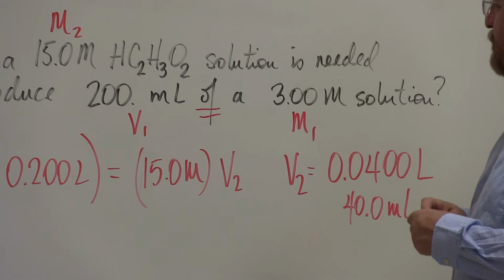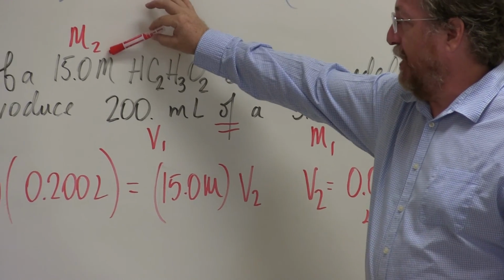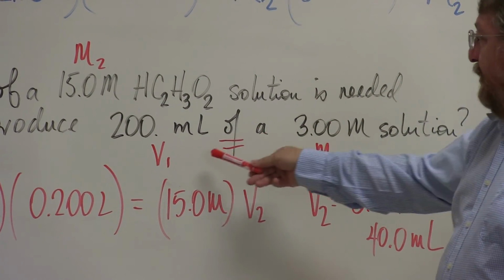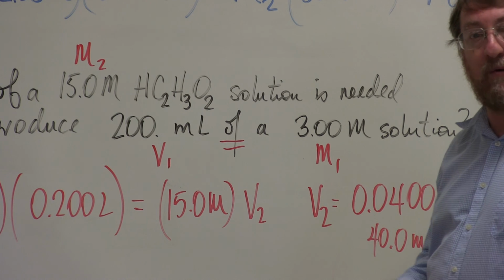So I'm going to take 40 milliliters of this concentrated solution, very concentrated solution, and then dilute to 200 milliliters, and I'll have a much more dilute 3 molar solution.